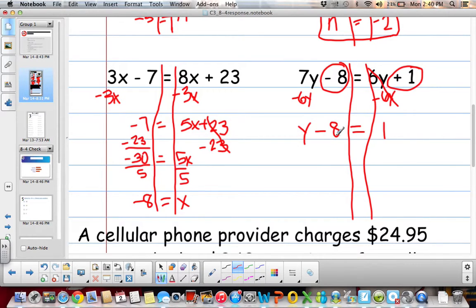Okay, y minus 8 equals 1, so we want to get rid of 8, so we're just going to add 8 to both sides. So then y equals 9.